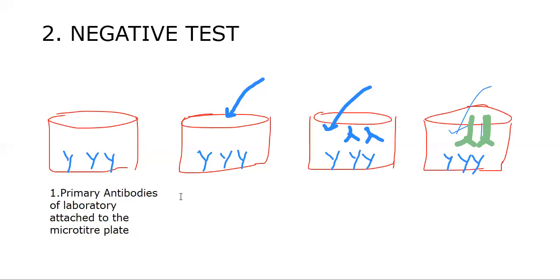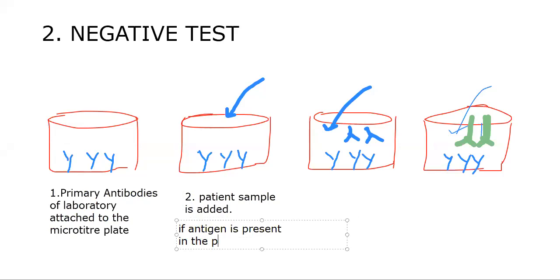Next, the second one. Patient sample is added. If antigen is present in the patient sample, same we have to write. We don't know actually whether it is present or not. If antigen is present in the patient sample, they bind with the antibody.